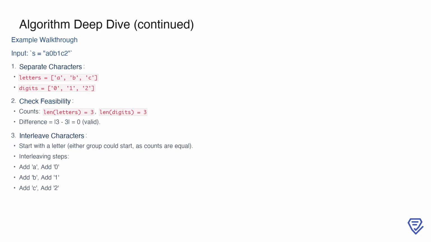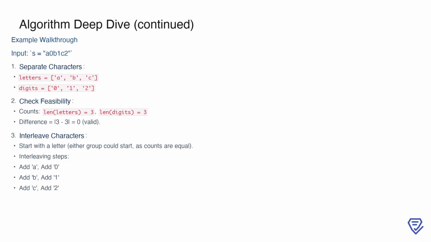Let's walk through an example. Consider the input string s equals A0B1C2. First, we separate the characters into two groups: letters equals A, B, C, and digits equals 0, 1, 2. Next, we check the feasibility of interleaving. The counts of letters and digits are both 3, so the absolute difference is 0, which is valid.